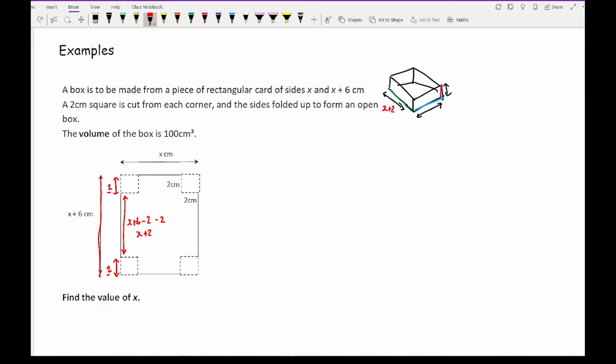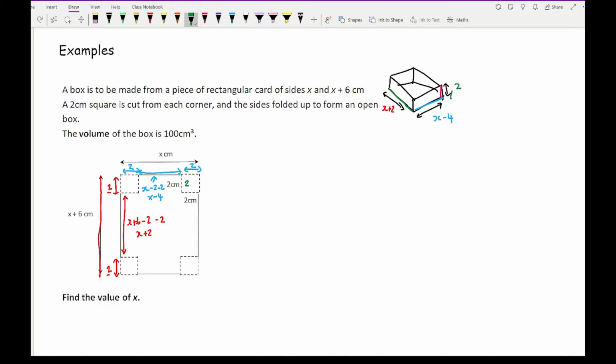Then looking at this length here, just highlight it in blue, which is the next step that I need to look at. Well again, this length here is 2 and this length here is 2, so this is going to be x, which is all the length, take away 2, which gives me x minus 4. So this length here is going to be x minus 4. Now the height of that box is going to be 2 centimeters. So I'm just going to label this as 2, and let's get rid of that to make it a little bit neater, and that is going to be 2.